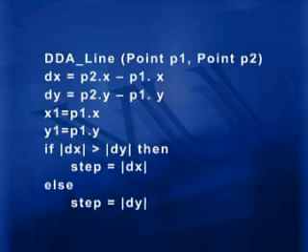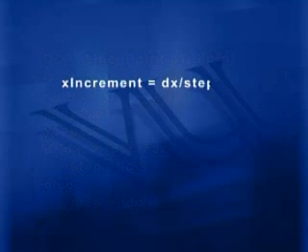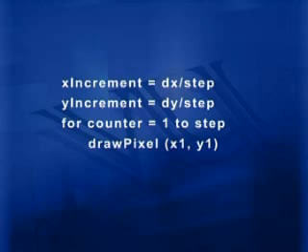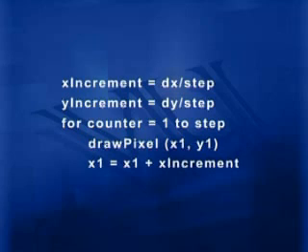If magnitude of dx is greater than that of dy, then step is equal to dx, otherwise step is equal to dy. So step کو dx اور dy میں سے جو بڑا ہے, جس کا میگنیچیوڈ زیادہ ہے, وہ اسائن ہو جائے گا۔ اور اس سے آگے x اور y کے انکریمنٹس وہ سیٹ کریں گے۔ x increment would be dx over step, y increment would be dy over step.